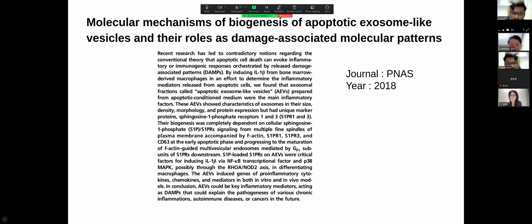Previously, it was believed that the particles released from apoptotic cell death cannot induce inflammation, but here it has been found that the apoptotic exosome-like vesicles released after apoptotic cell death can induce inflammation in mouse macrophages by the NF-kappa B and P38 pathway.